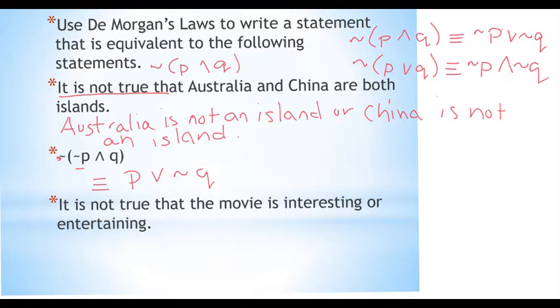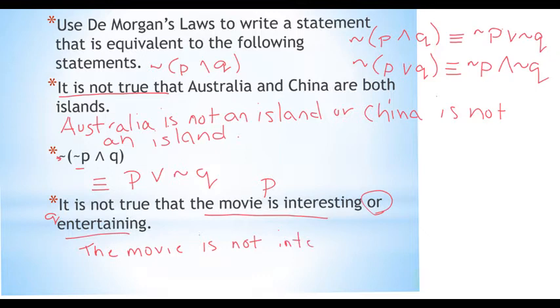And then our last one, it is not true that the movie is interesting or entertaining. So that would be P and that would be Q. And it's an or statement. So we're going to say the movie is not interesting and not entertaining.